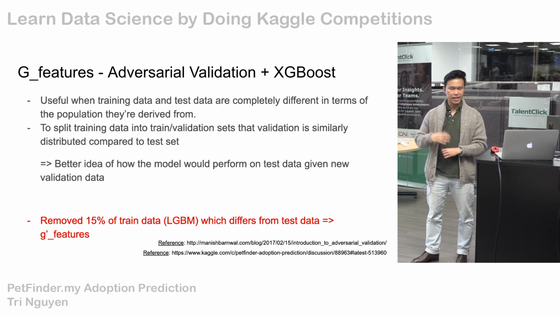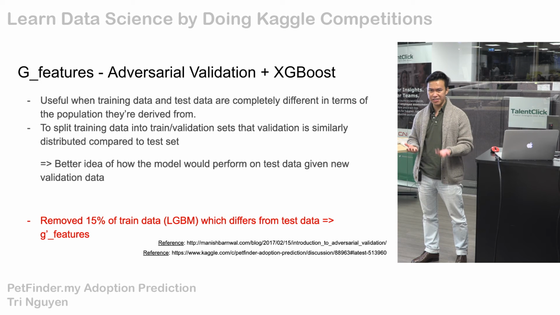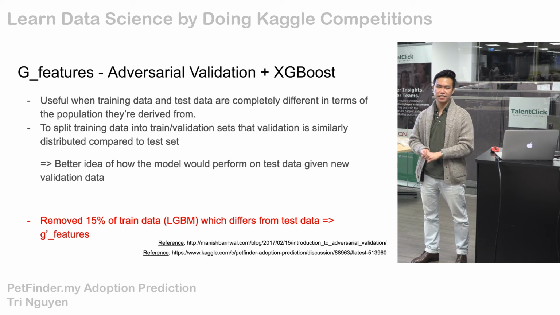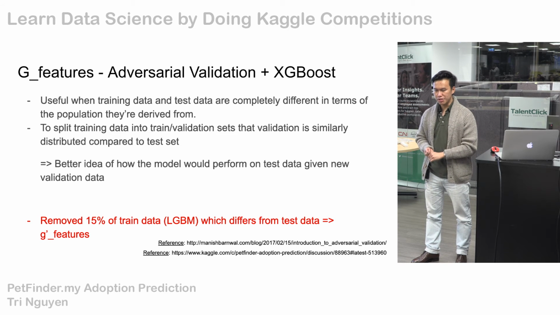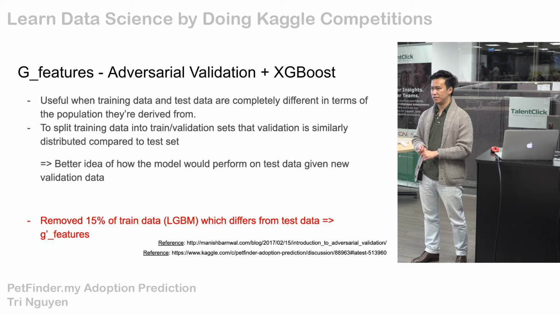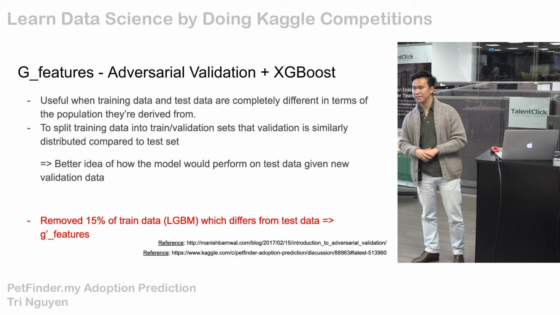So the idea is to have a validation data set that would closely represent the test data, so that it'll be able to tell you how well the model performed. How well the model performed on the validation would be a good proxy to how well the model performed on the test data as well. So you want to add to that?